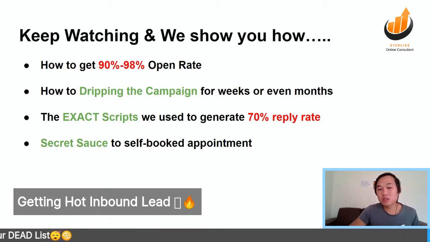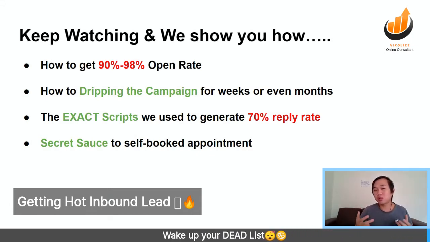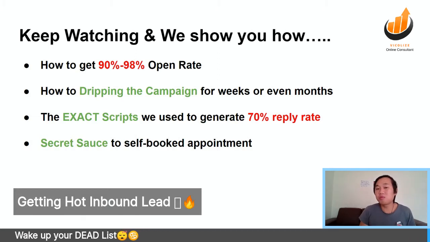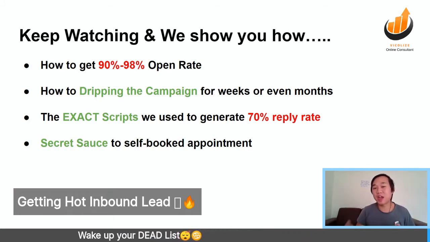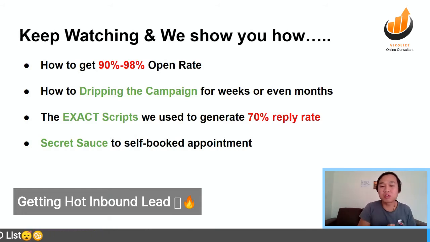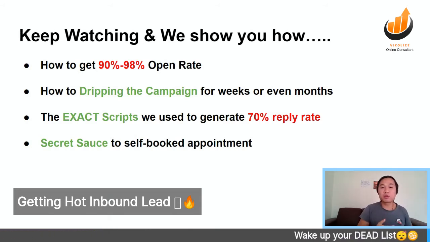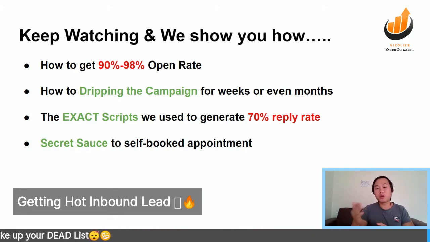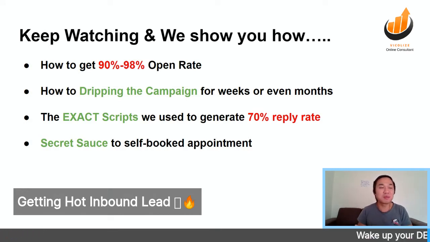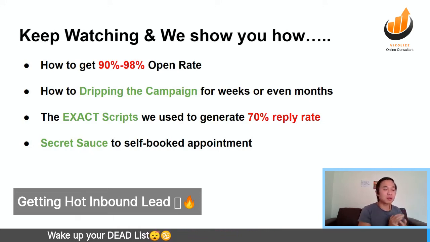And thirdly, we're going to show you the exact same script that we use to generate a 70% reply rate, right? So we get really, really high reply rates based on our sequence and our structure. And the secret sauce to that is to keep it casual, keep it human-like. And that is the secret sauce to self-booked appointments, right? You don't want to sound like a robot. You don't want to be like, hey, thank you. When you go to a doctor or a dentist and you book an appointment with them, you get a text reminder that sounds very, very robotic. And the way we do it, we keep it casual and we keep it very, very human-like, right?